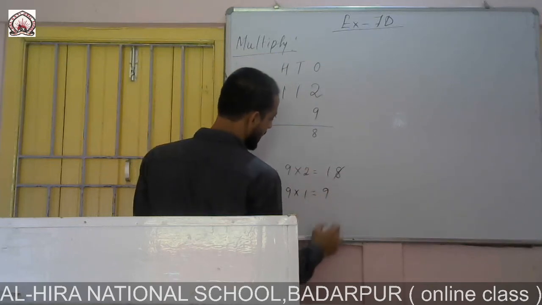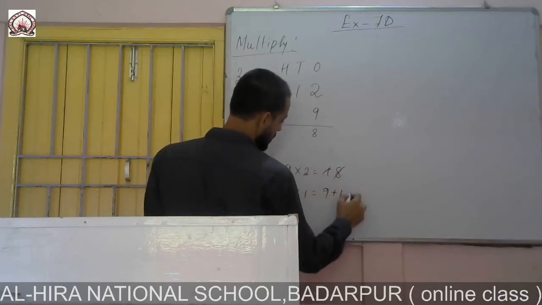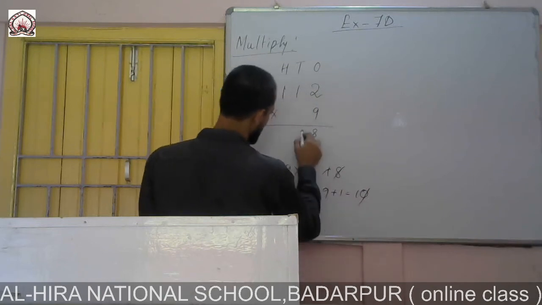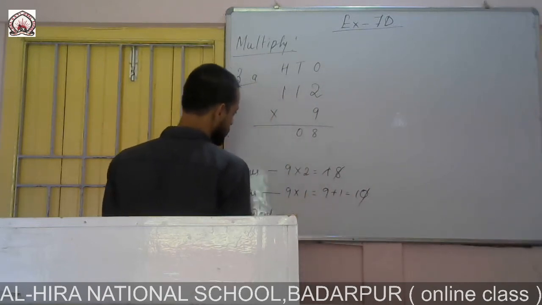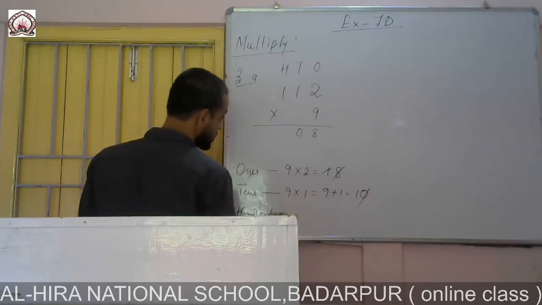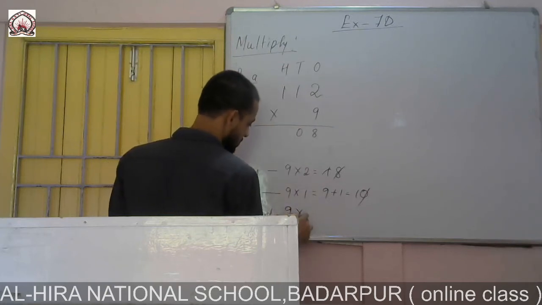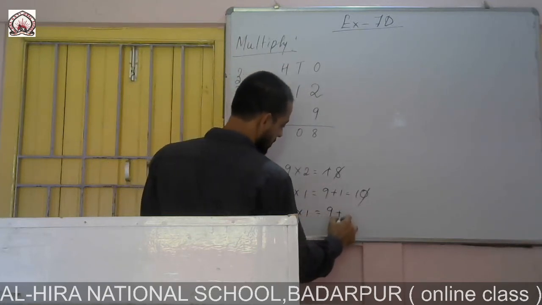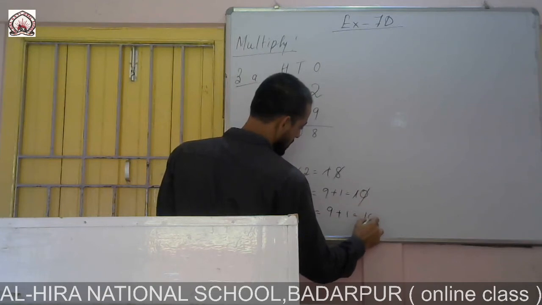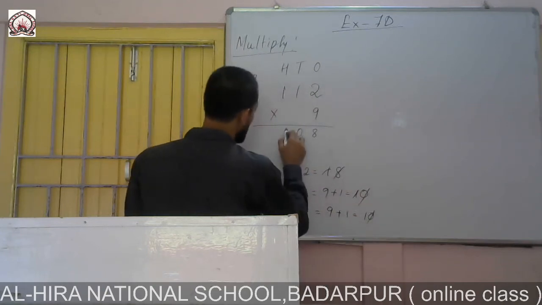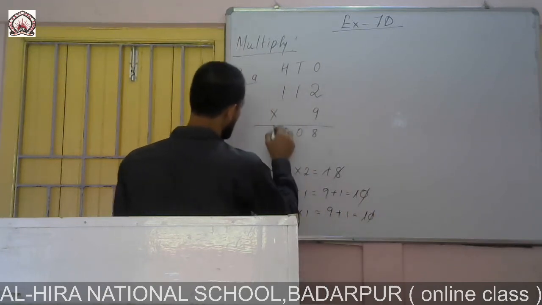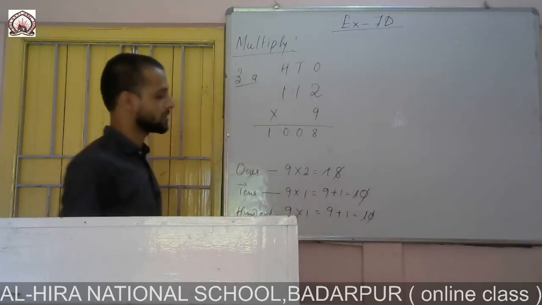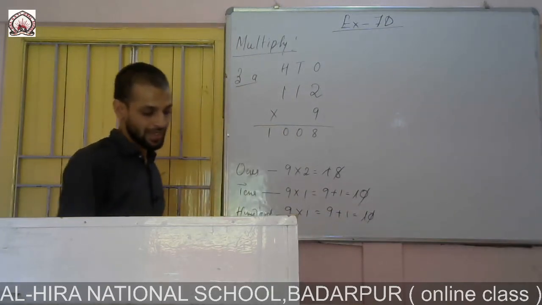9 ones are 9 plus what? 1 equals to what? 10. We have to write here 0. Again this 1 will come to which place? Hundreds place. So next you see again 9 ones are 9 plus 1 equals to what? 10. So this 0 will come here in hundreds place, and this 1 will come here in which place? Thousands place. So the answer for this question is 1008.